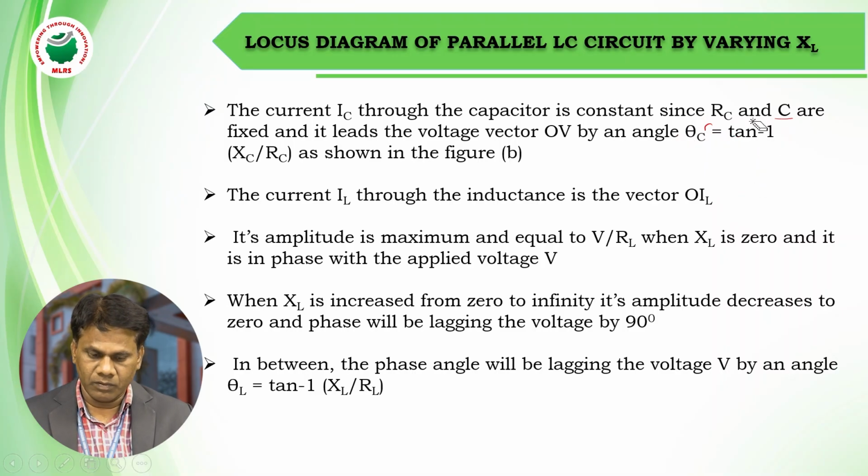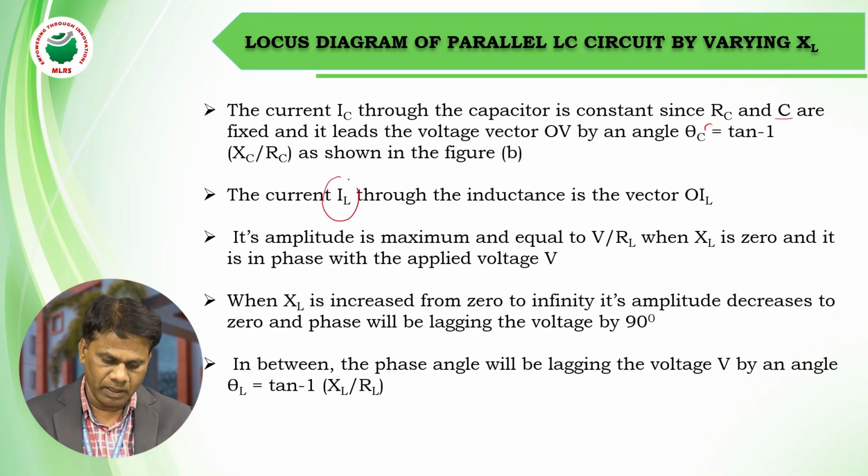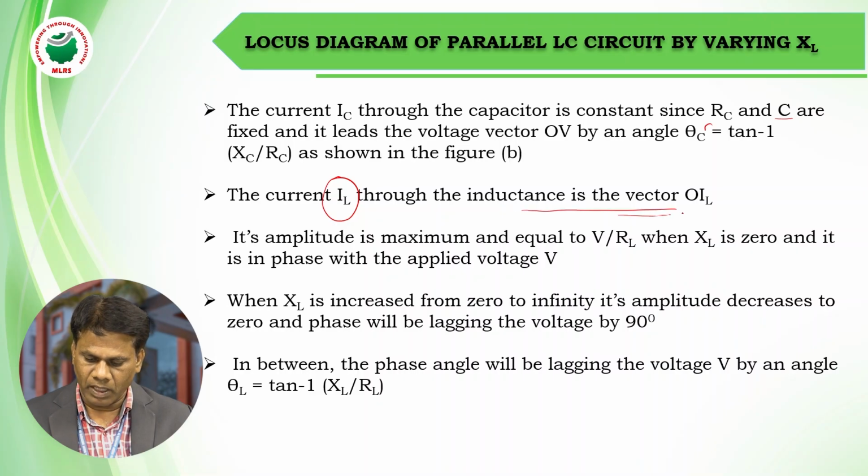Because of that, IC leads the applied voltage vector OV by an angle of tan inverse XC by RC. Whereas for the current flowing through the inductance, we have the vector IL. This is the current flowing through the inductance, the vector OIL. In the diagram we will see that vector, the voltage vector and current vectors of the LC circuit.